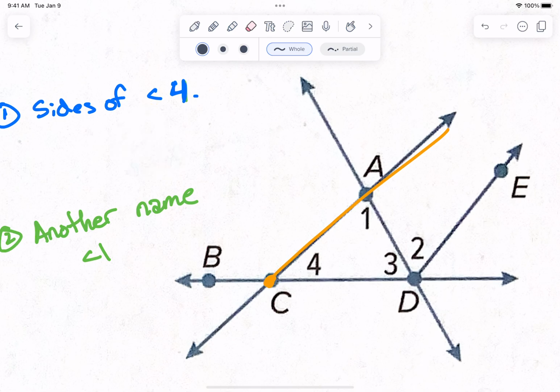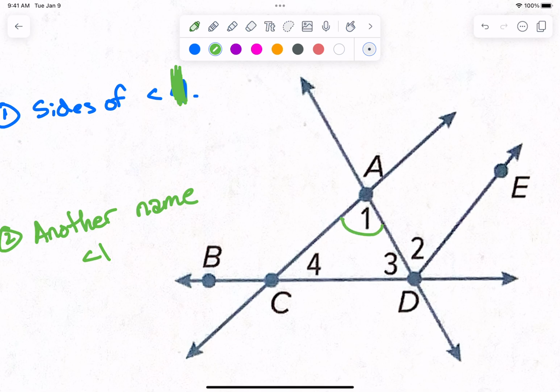Let's do that again, but let's do angle 1. Now that you know what you're doing, name me the sides of angle 1. You see where angle 1 is? Up here at the top. You have to flip around though. You always start at the vertex. Yep, your other one needs flipped around. Yep, you're good.